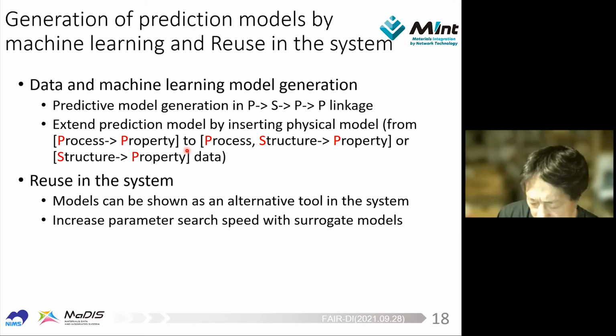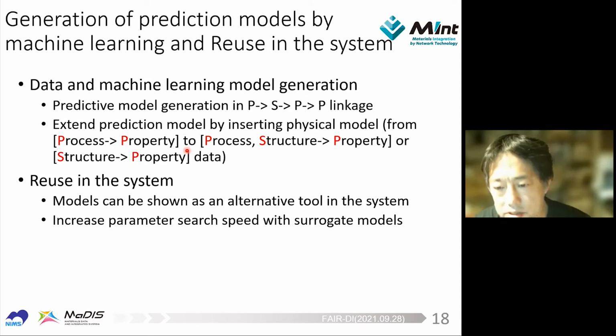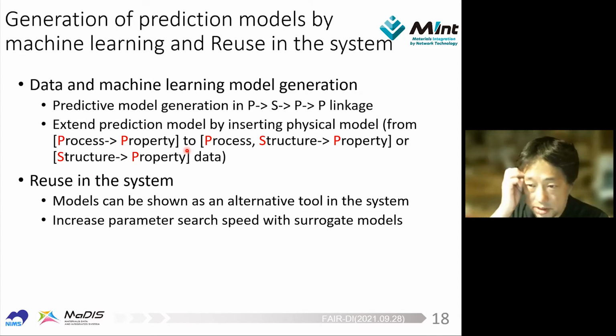So what we are doing is to generate structured data by numerical calculation or simulation techniques or something like that.